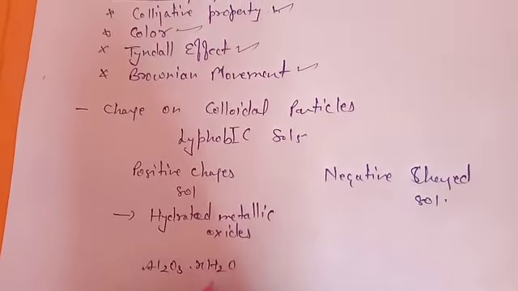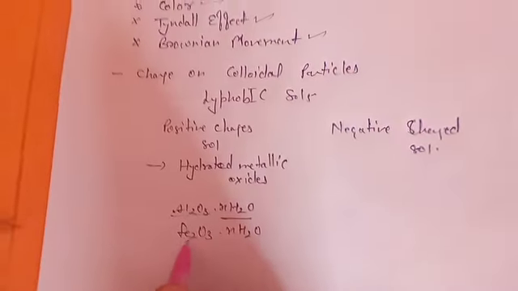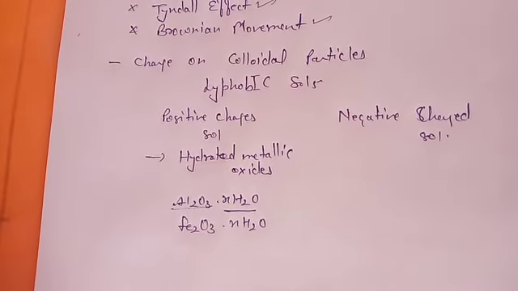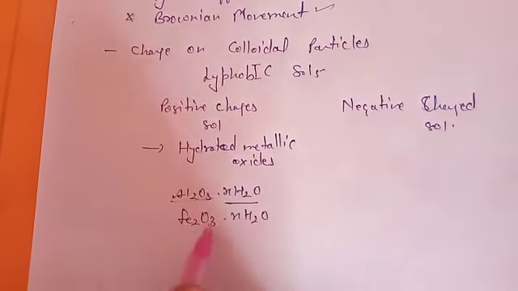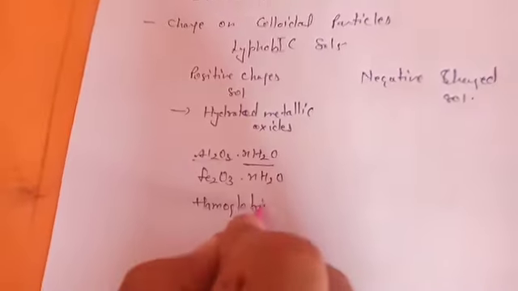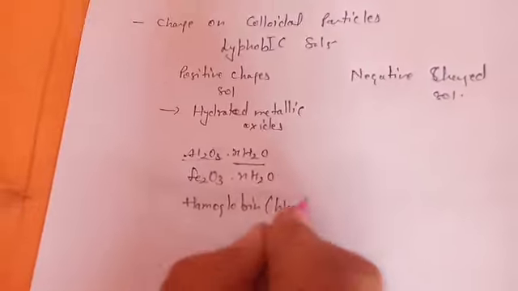If you prepare this, the H2O is telling you it is hydrated. This is a metallic oxide, a hydrated metallic oxide. One more example is Fe2O3·xH2O. This is also a hydrated metallic oxide. Both show the nature of positive charge, meaning positive charge is acquired on the dispersed phase particle. A more general example is hemoglobin. Hemoglobin in blood is also a form of positively charged sol.